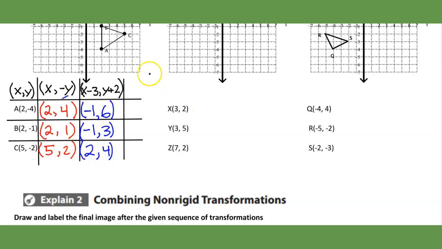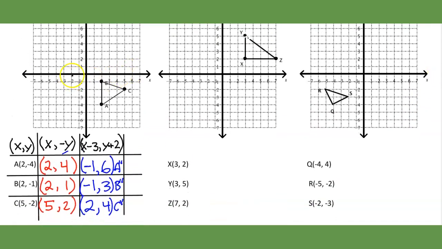Now, since these are the second image, we usually call the first image A prime, B prime, C prime. These are going to be A double prime, B double prime, and C double prime, almost like quotation marks for each one of those. And then we just have to plot them correctly. Just the final we need to plot. Negative 1 comma 6, then we have negative 1 comma 3, 2 comma 4. So we got A double prime, B double prime, and C double prime. As straight as possible. Go ahead and connect these.